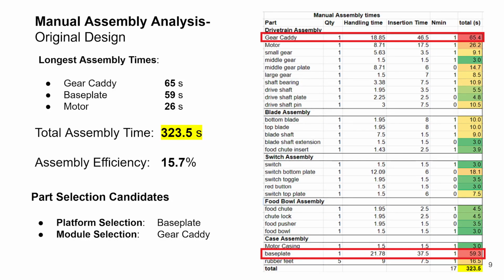We conducted a manual assembly analysis of our product to determine the components which take the longest to assemble. The longest assembly times were the gear caddy at 65 seconds, then the base plate at 59 seconds, and then the motor at 26 seconds. The total assembly time for the original design comes in at 323.5 seconds at an assembly efficiency of 15.7%. Based on the assembly time, we determined that the gear caddy and base plate were suitable candidates for DFA redesign.